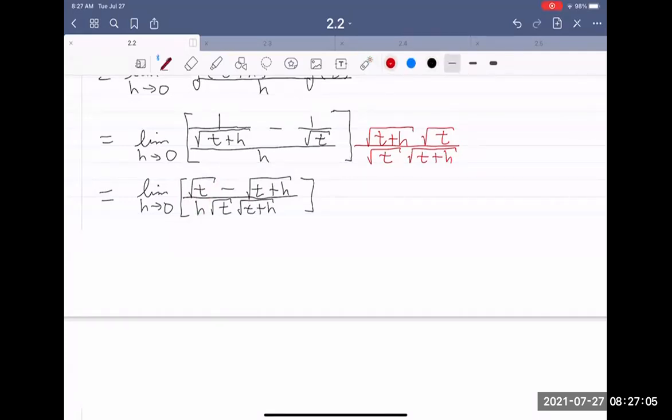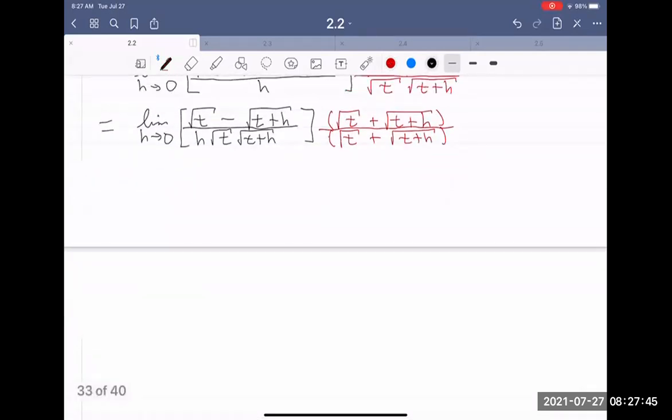Well, in this case, I want to get rid of the square roots. And so I'll multiply and divide by the conjugate of the numerator. And so let's do that. And so I have here the square root of t plus the square root of t plus h, the conjugate of the numerator. And let's divide by the same thing, the square root of t, square root of t plus h. Okay, so this is just going to be the limit.